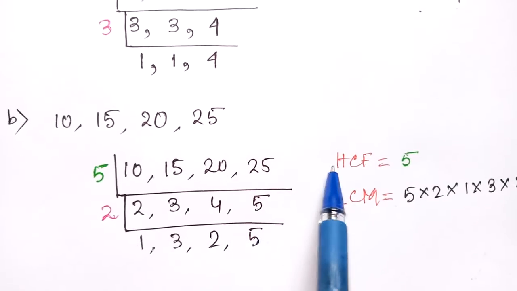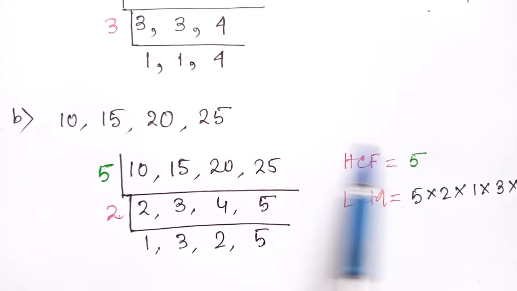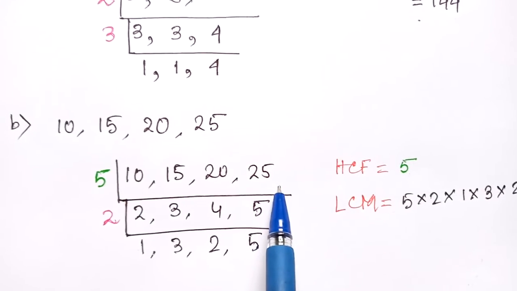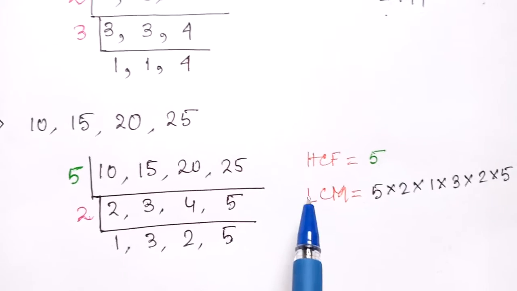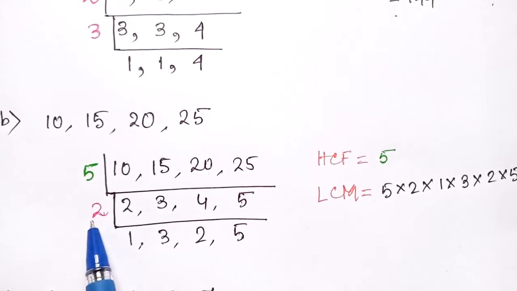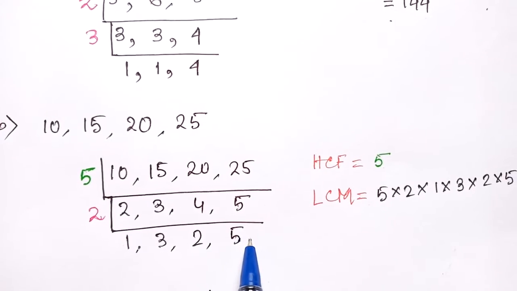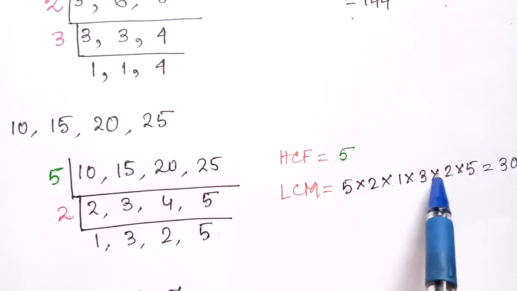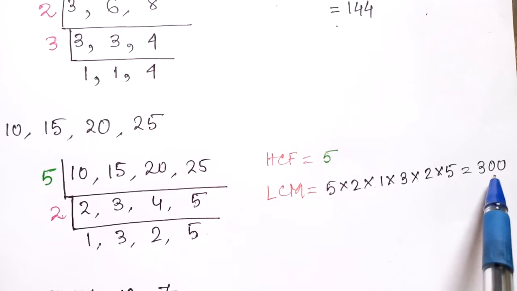So now the HCF is equal to 5, as only 5 can divide all the 4 numbers. Okay, now the LCM is all the common divisors and the numbers that are undivided. That is 5 into 2 into 1 into 3 into 2 into 5, that is equal to 300.